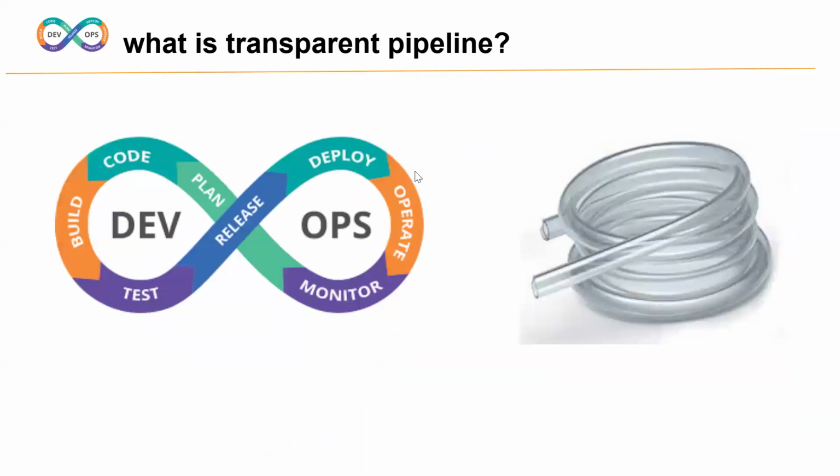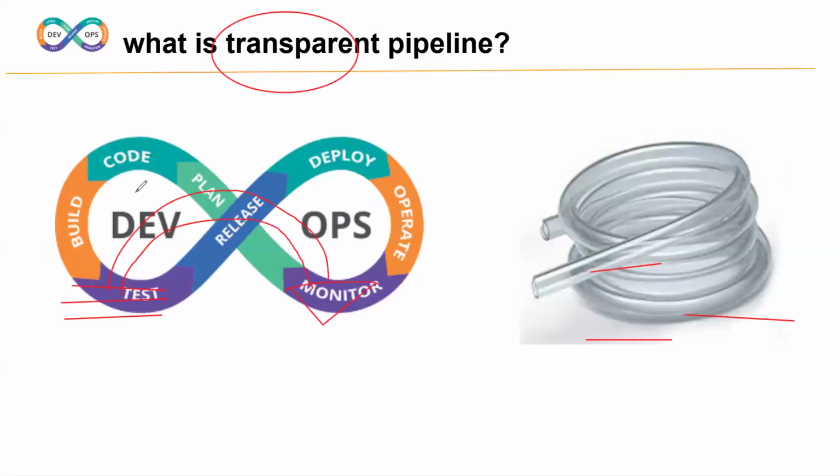Transparent pipeline. In this DevOps transparent pipeline, everything is automated, everything is transparent. Due to this transparency and automation, we are able to identify our issues as soon as possible.